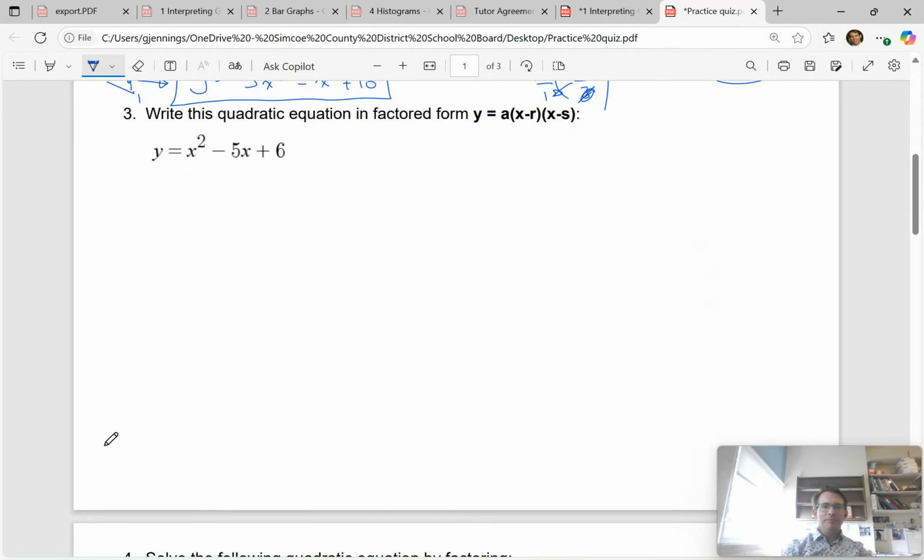All right, but what if we want to write things in factored form? Well, then we want to put this into the form where it's written this way.